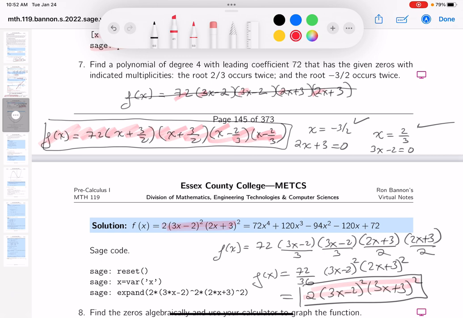Here's the deal, though. You can take both of those polynomials. They're both the same, by the way. In other words, the one I wrote down initially is the same thing as the one I just wrote down. If you multiply them out, you're still going to get what you wanted, which is 72x to the 4th plus 120x cubed minus 94x squared minus 120x plus 72. All is working as advertised, by the way.